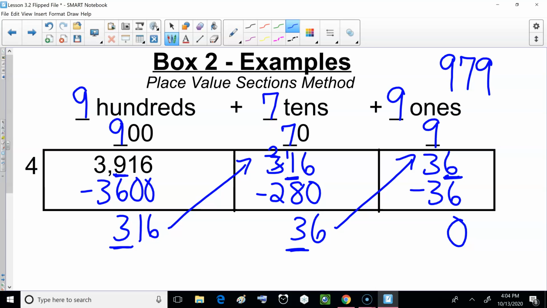So if you need to re-watch it, you kind of get a feel for how it works. That's a great strategy as well. But you want to write down this example to help you with your examples today that you're going to work on.